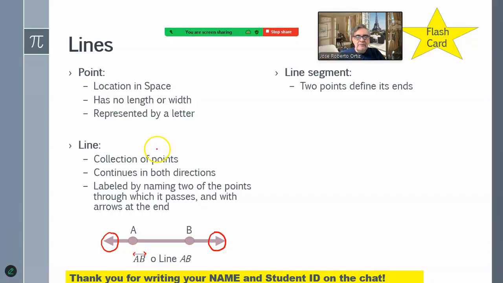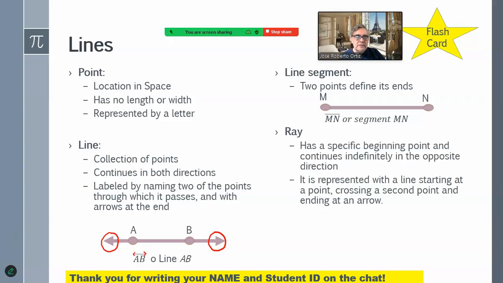Now you can also have a line segment, and this is when you have two points which define the segment. In other words, it doesn't go beyond the points like in the line, so it's just a section of the line. That's why it's called a line segment. A ray, however, is a combination of the two. It has a specific beginning point, and it continues in the opposite direction, goes through a second point, and continues with an arrow. So think of it as half of a line. It starts at one point and continues to the other side. You'll see the arrow signifying that it continues to infinity, as I'm marking here.